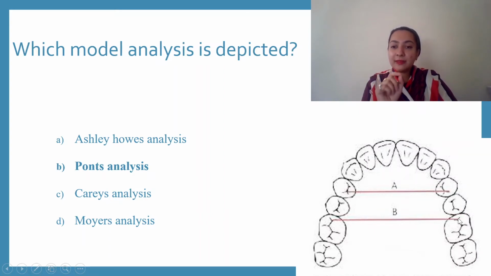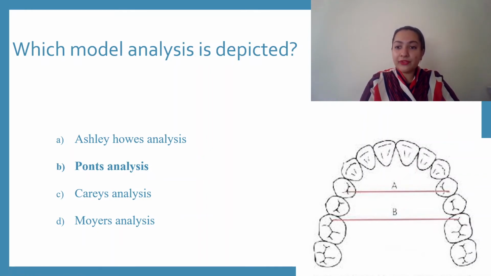Mesial pit and distal pit are the points from where measurements are done in Pont's analysis. If the buccal tip of the premolar is used, the distance between the buccal tips of the first premolars from first and second quadrant is used, that becomes Ashley-Howe analysis. That is a different model analysis.